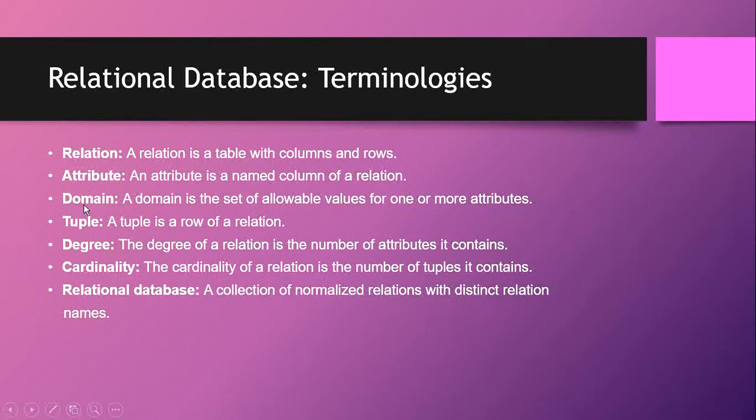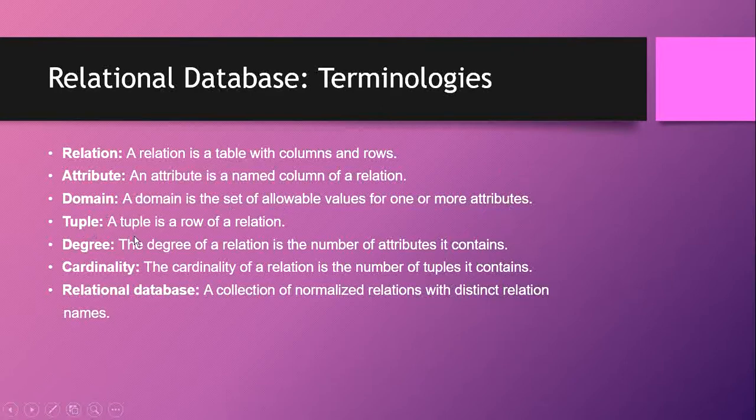Next we have domain. A domain is a set of allowable values for one or more attributes. Each attribute has a specific domain, which contains the set of allowable values. For example, we can say that the student's age can have only numbers, or that the age will be between 15 and 20 years. These are the different values that we allow for that particular attribute. So a domain is where we define all the rules that must be followed by all the values that the attribute can hold.